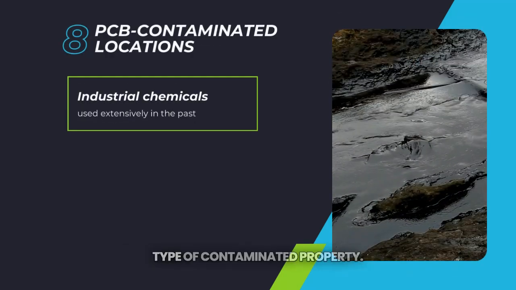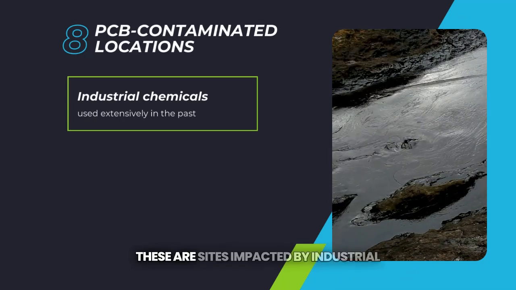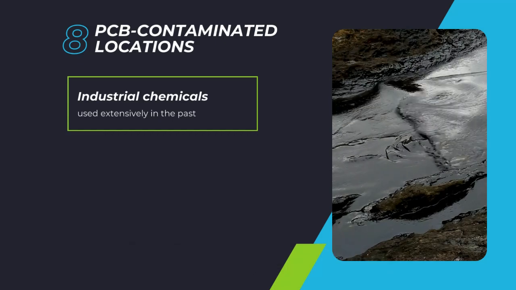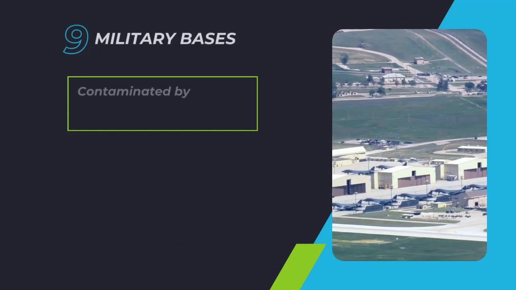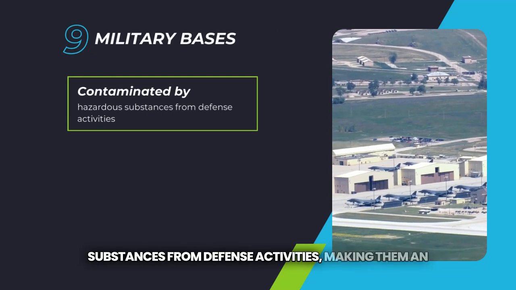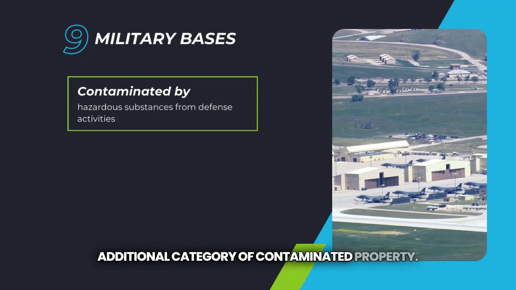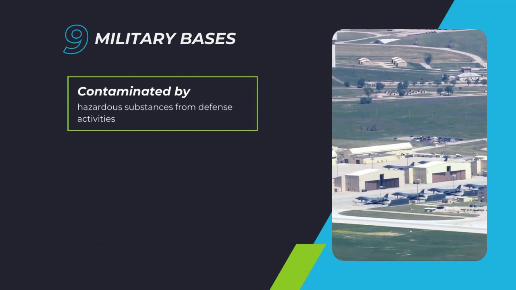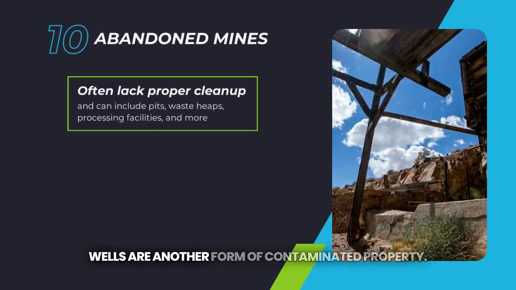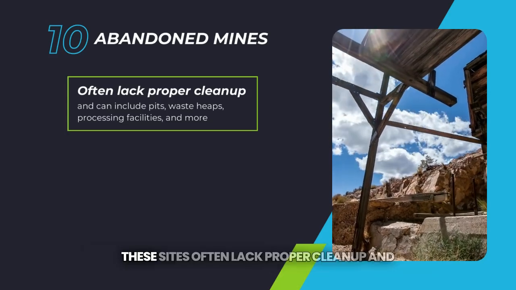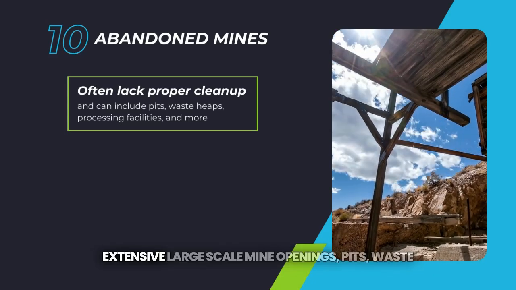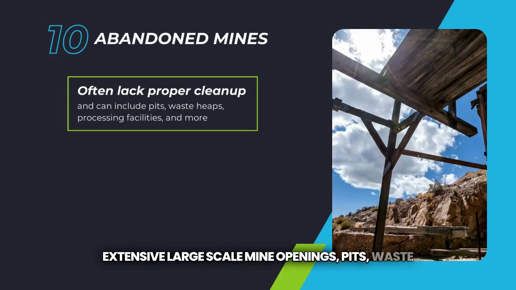PCB-contaminated locations are another type of contaminated property. These are sites impacted by industrial chemicals used extensively in the past. Military bases are often contaminated by hazardous substances from defense activities, making them an additional category of contaminated property. Lastly, abandoned and inactive mines and oil wells are another form of contaminated property. These sites often lack proper cleanup and can include features from exploratory holes to extensive, large-scale mine openings, pits, waste heaps, and processing facilities.